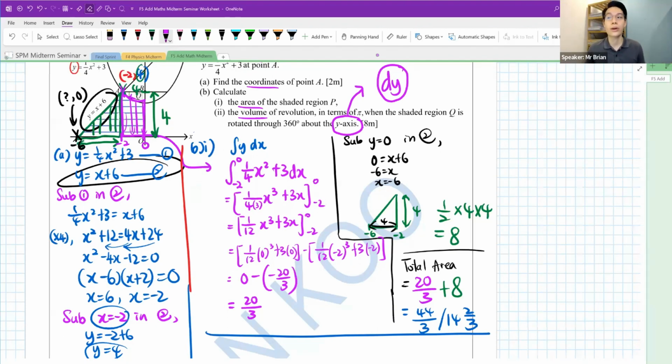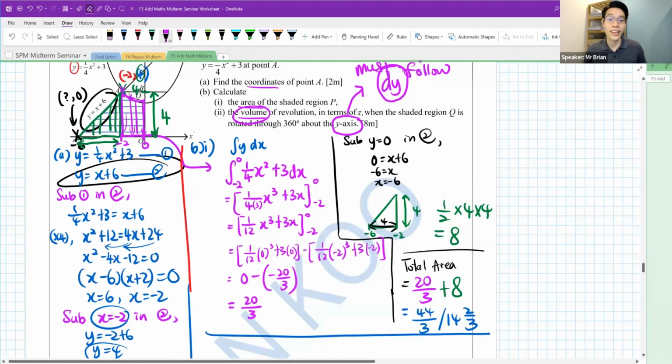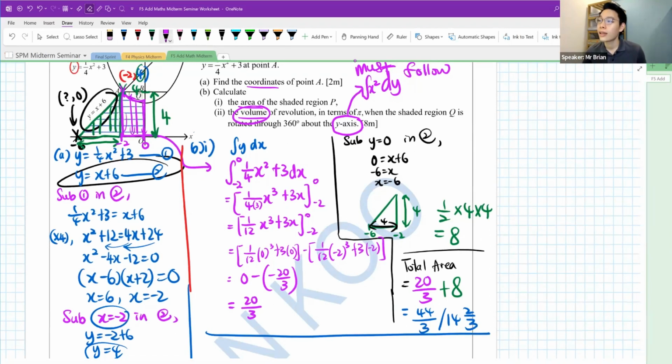You must follow the question for volume. Must follow. Please, if you don't follow, you are throwing your marks away. Okay, you will do everything with so much effort, and then you get an answer that's 100% wrong. The whole thing will be marked wrong. Confirm wrong. The moment I see you write the wrong d, dx, I don't even need to mark. Confirm wrong already. Okay, it is x squared dy, and don't forget the pi.